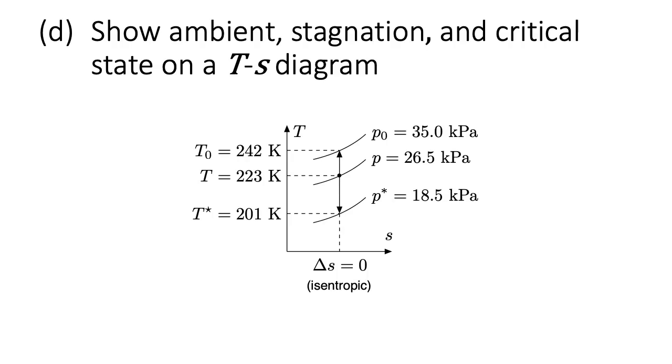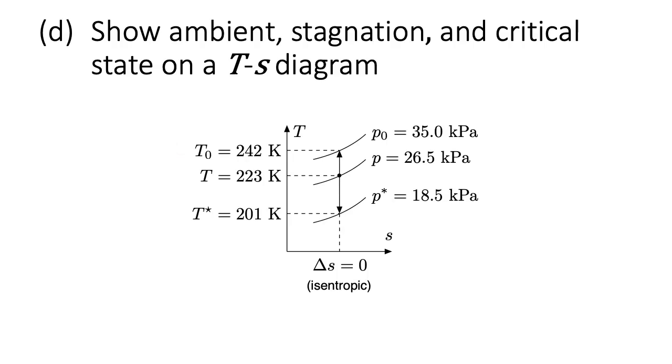For part D, we plot all of these states on a TS diagram. First, since for all of these calculations we assumed isentropic flow, they all lie on a vertical line. Starting from our initial conditions at a pressure of 26.5 kilopascals and a temperature of 223 Kelvin, these represent the static conditions for the still air outside our aircraft cruising at a Mach number of 0.64 at an elevation of 10 kilometers. When some of the air stagnates on the tip of our pitot tube, the pressure rises to 35 kilopascals and the temperature rises to 242 Kelvin as the kinetic energy goes to zero.